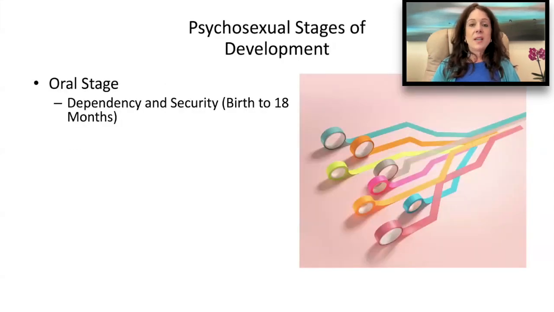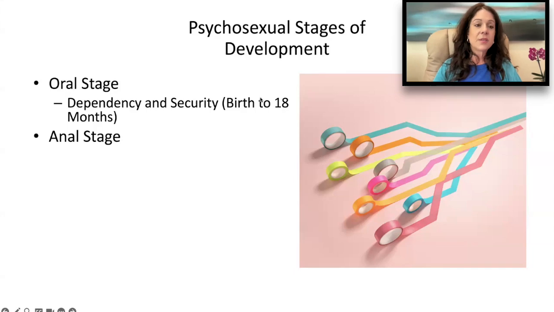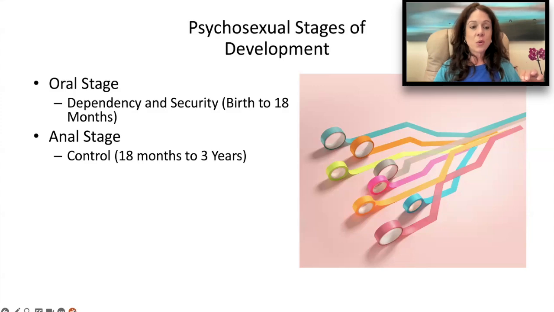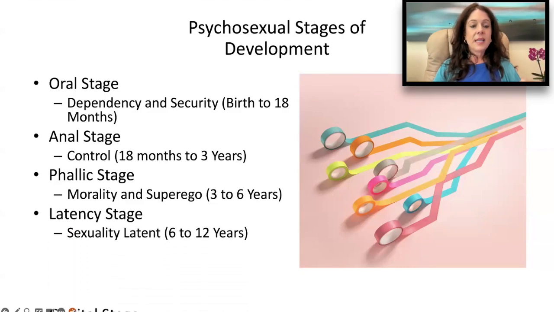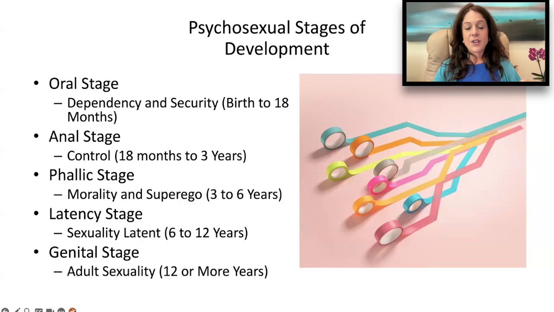We do have the Freudian stages of psychosexual development. You have the oral stage, which is about dependency and security. You have the anal stage, which is about control. The phallic stage, morality and superego. And then you have latency and the genital stage.